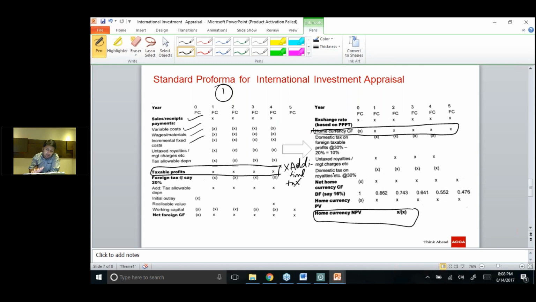So have a look at this proforma. After this, we are going to solve the past paper exam question. If you have any questions, please write in the chat box.